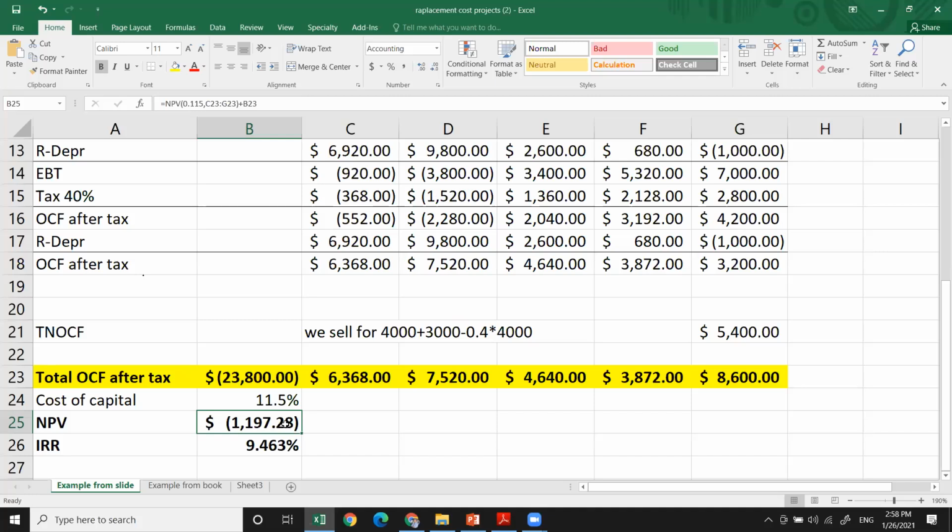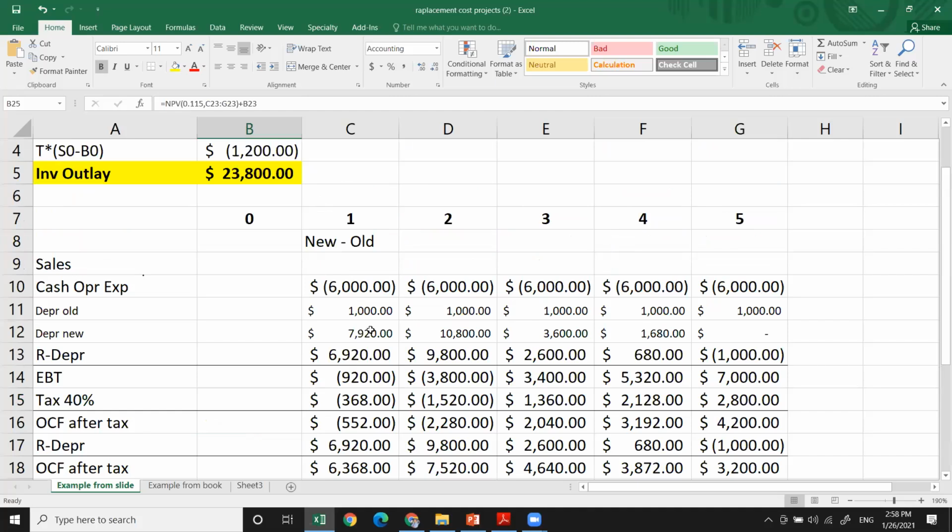Sorry, Professor. Yes. I didn't get the idea of recalculating of depreciation with comparing the old one and new one. Can you explain this one?